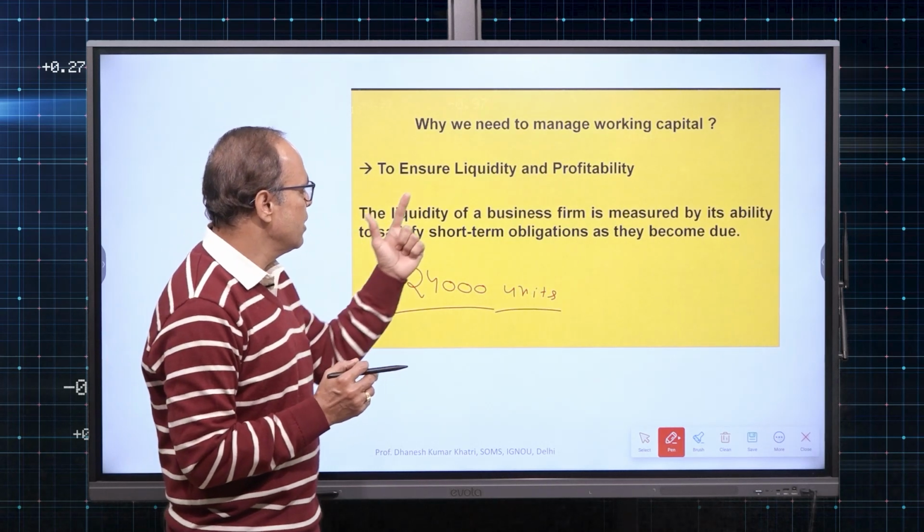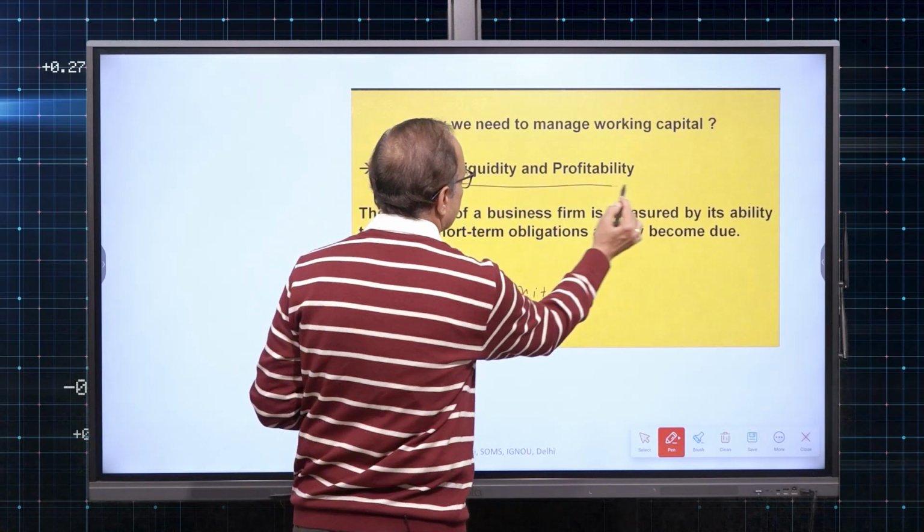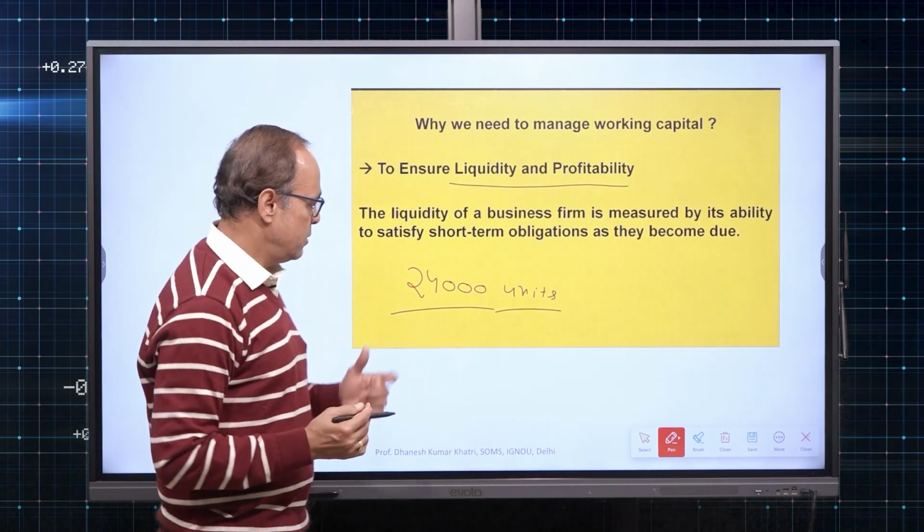So that is why working capital management is required, to ensure liquidity and profitability. We proceed further.